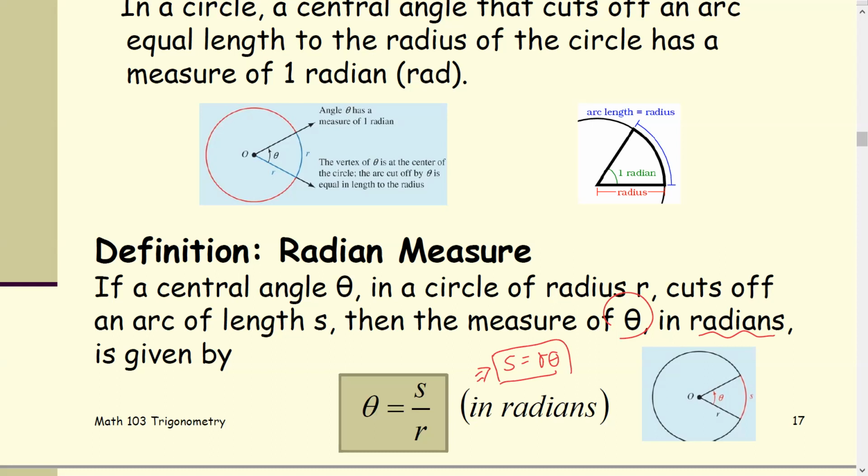For the case that s is the same as r, if s equals r, therefore the angle theta, which is s over r, would be 1, and this will represent 1 radian. See the diagram. The radius is equivalent to the length of the arc length here. So this angle theta is 1 radian.